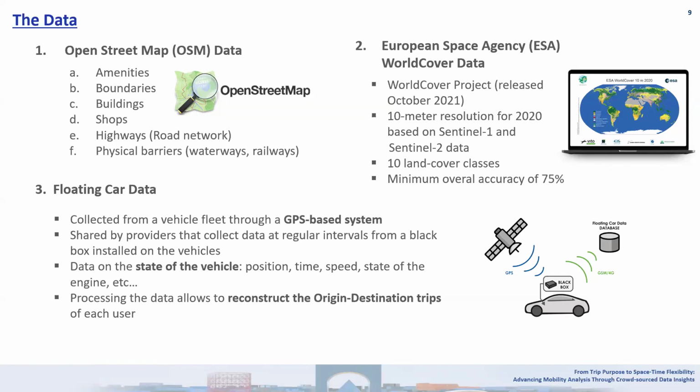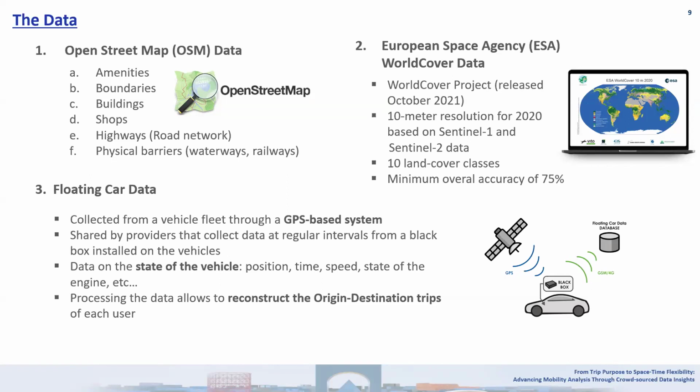Then we integrated satellite imagery data obtained from the European Space Agency WorldCover data. This is an openly available dataset that was released in 2021 and contains satellite imagery data at very high resolution with high accuracy for a lot of the world. It contains 10 different land cover classes, which allow us to classify our zones, our basic units, within the built-up areas or the green areas, for example. So they're land cover classes.